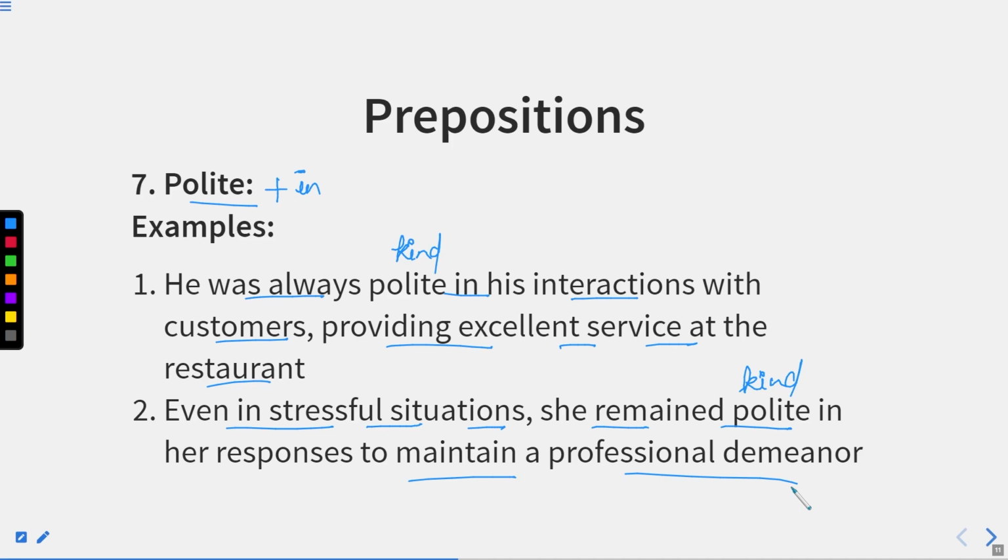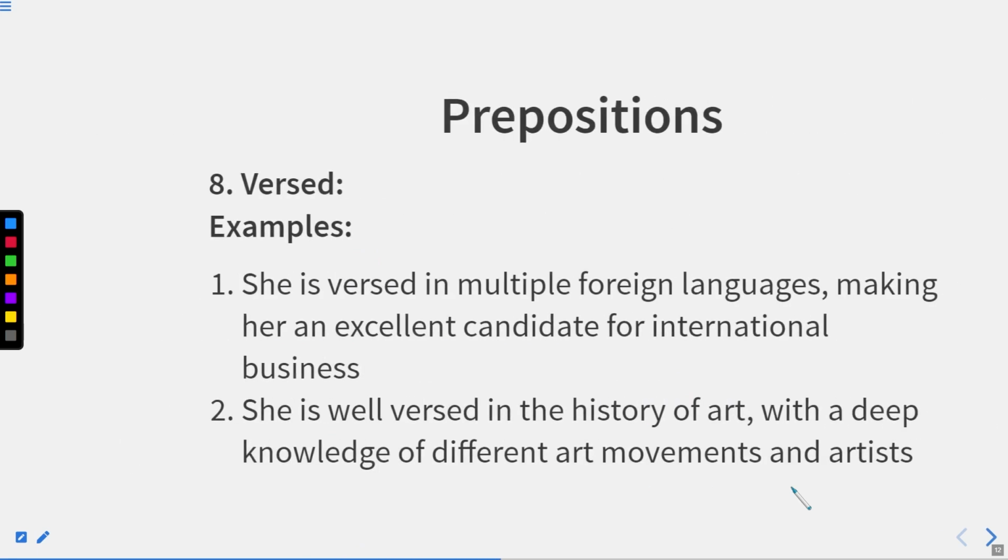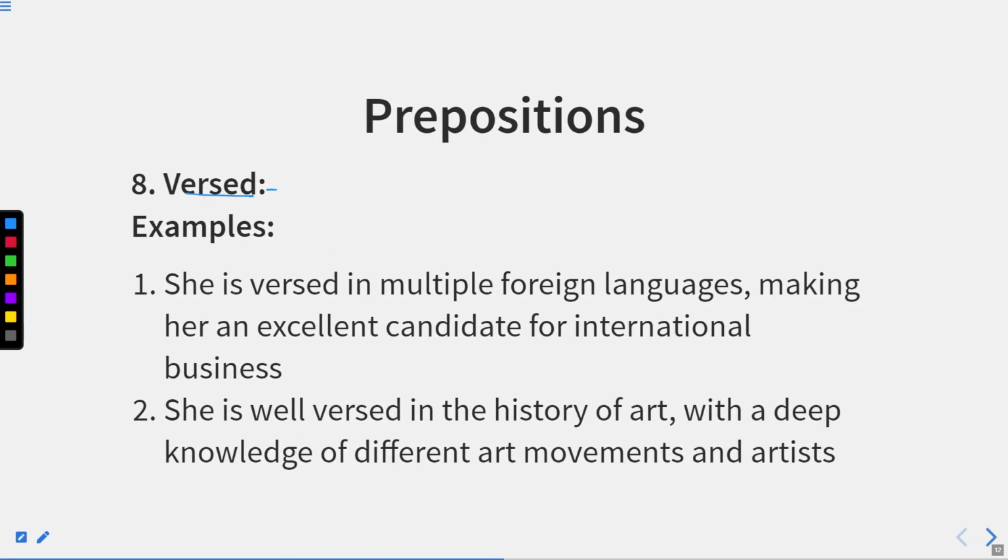So I hope you got all this. Now let us move to the next one. We have a word that is versed. Versed means skilled. So whenever one is skilled in doing something, that person is known as versed. It means he's talented. Now, she's versed in multiple foreign languages. It means she knows many languages, making her an excellent candidate for international business. So this quality of her being versed makes her an excellent candidate for international business.